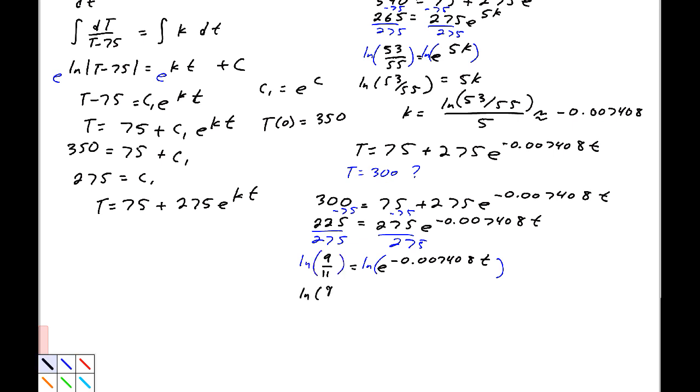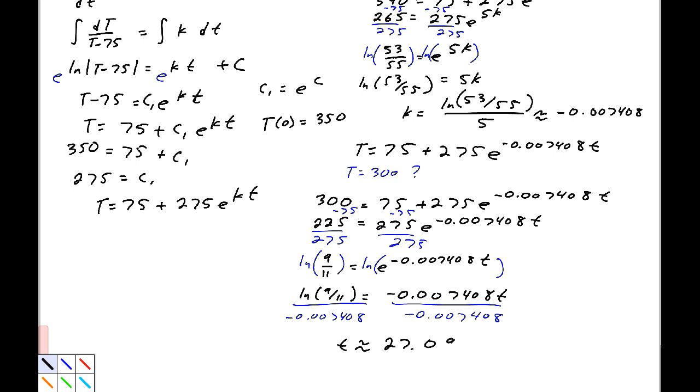Natural log of 9/11ths equals negative 0.007408 t. And finally, dividing by that value of k, negative 0.007408, we get that t is approximately 27.09 minutes.